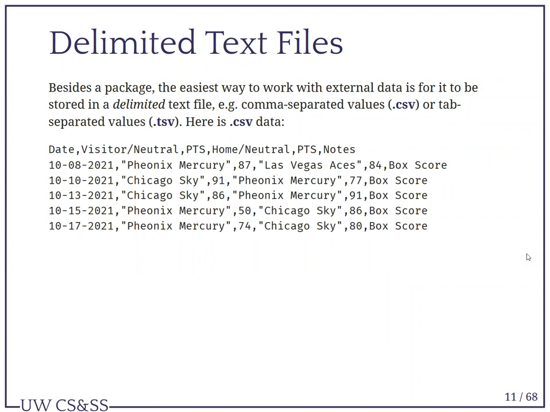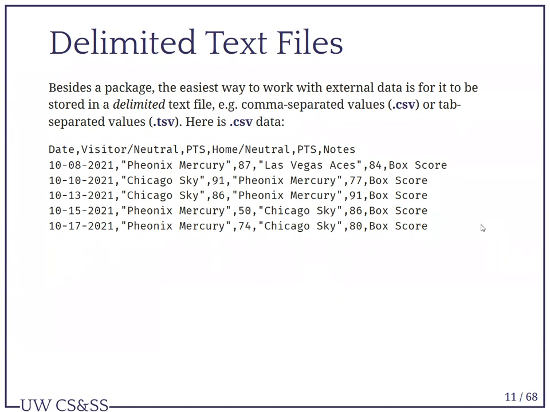Besides using a special data access package, the easiest way to work with external data is for it to be stored in a delimited text file. That is something like a comma separated values file, a CSV, which we're probably very familiar with, or a tab separated values file. Here's some CSV data from last season's WNBA.